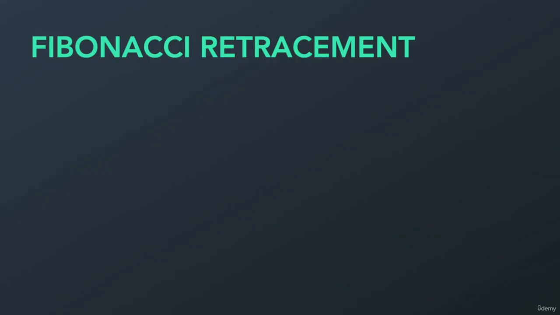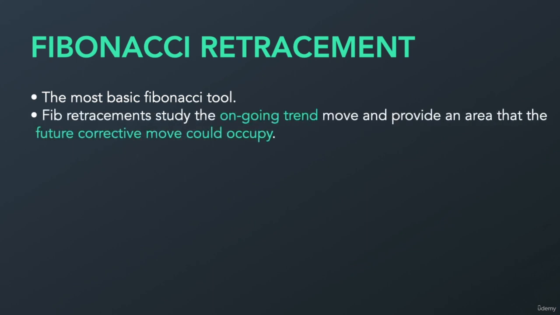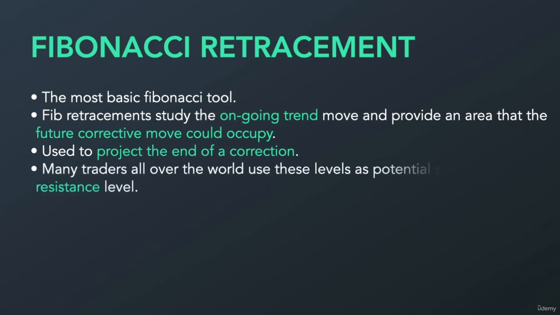Fibonacci retracement. This is one of the technical analysis tools that can help us to isolate key trading zones. It is the most basic Fibonacci tool. Fib retracement studies the ongoing trend move and provides an area that the future corrective move could occupy. It is used to project the end of a correction, and many traders all over the world use these levels as potential support and resistance.